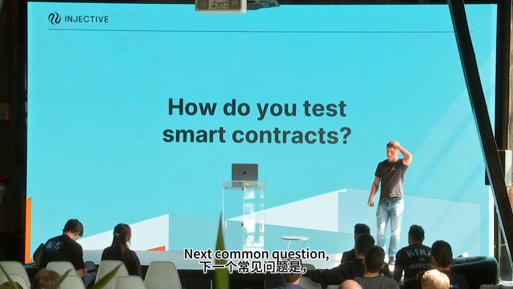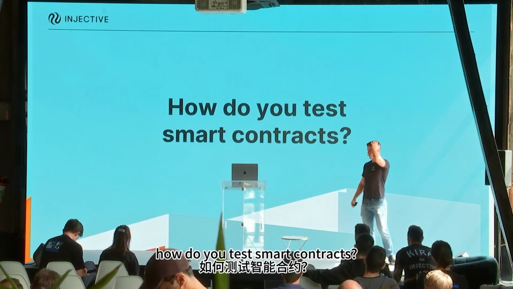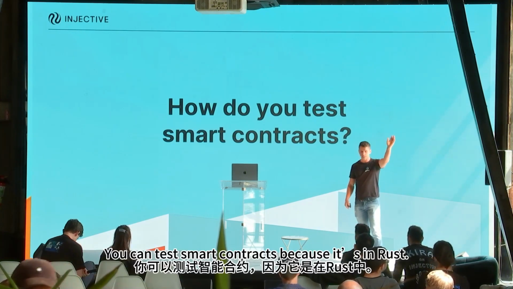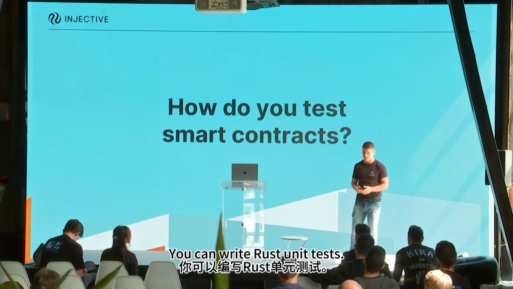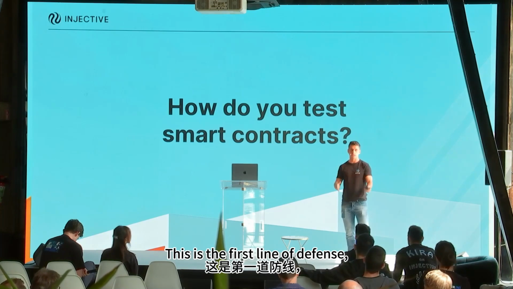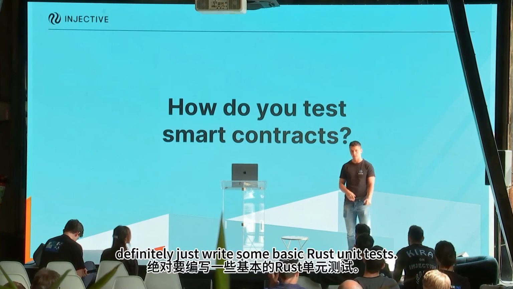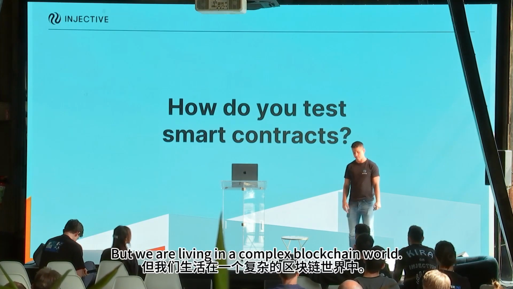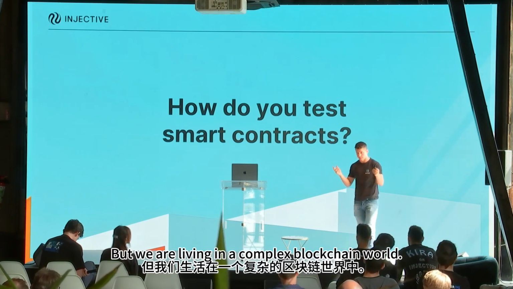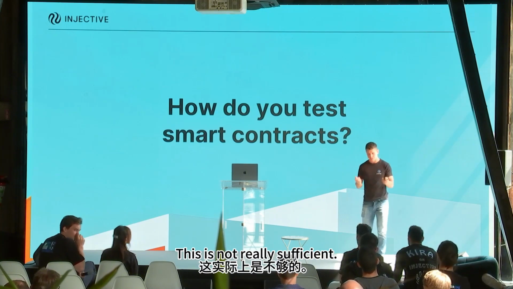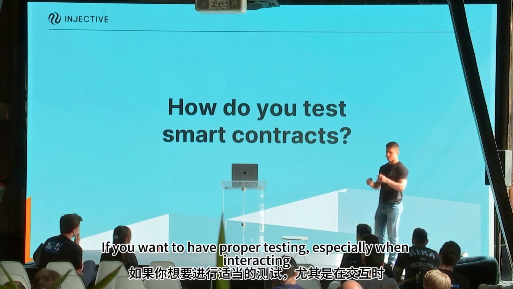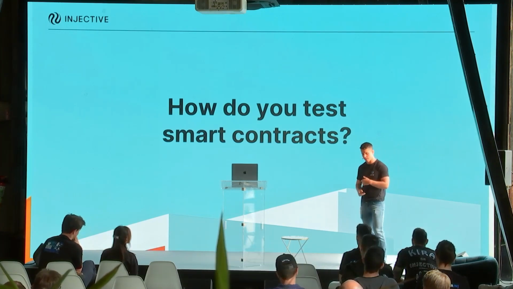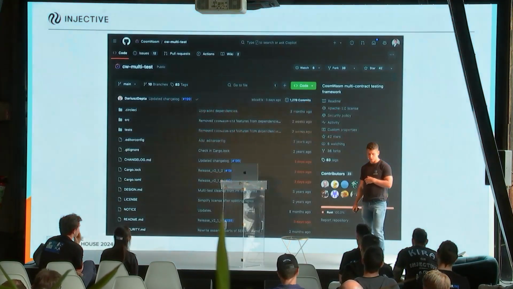All right, next common question: how do you test smart contracts? Because it's in Rust, of course, you can write Rust unit tests, and this is the first line of defense. You definitely write some basic Rust unit tests. But of course, we're living in a complex blockchain world. This is not really sufficient if you want proper testing, especially when interacting with the chain. So what do you do?